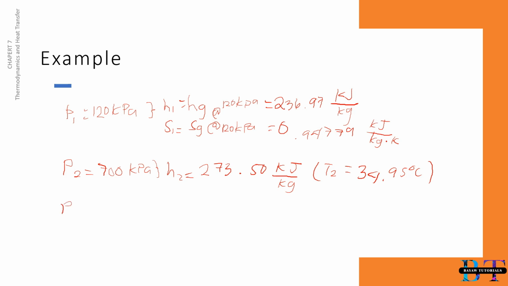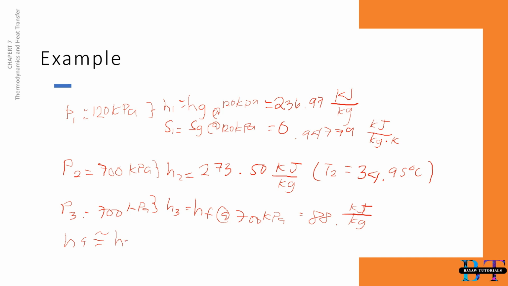So our pressure 3 is equal to 700 kilopascal. Our enthalpy 3 is equal to Hf at 700 kilopascal, which is equal to 88.82 kilojoule per kilogram. So our H4 is congruent to our H3, that is equal to 88.82 kilojoules per kilogram.